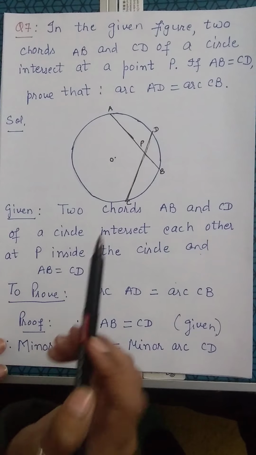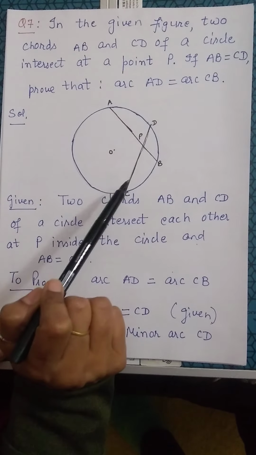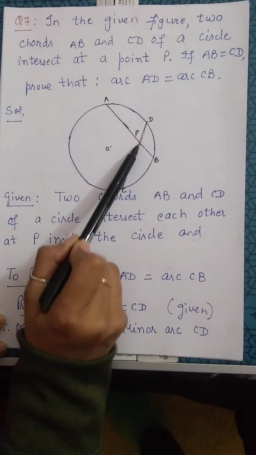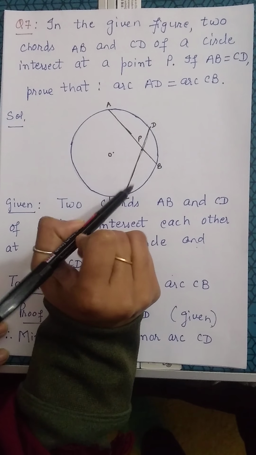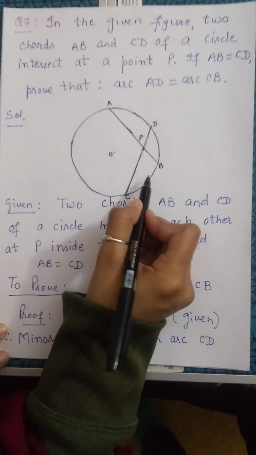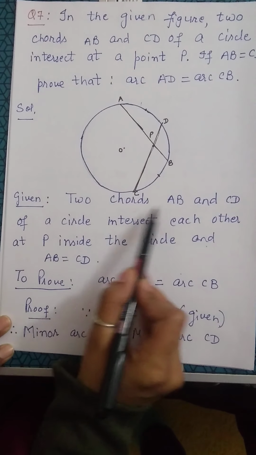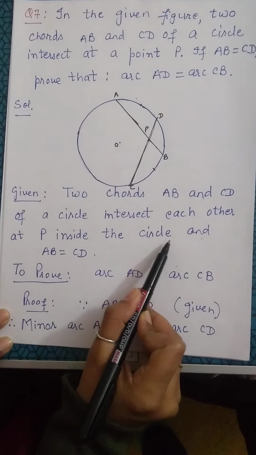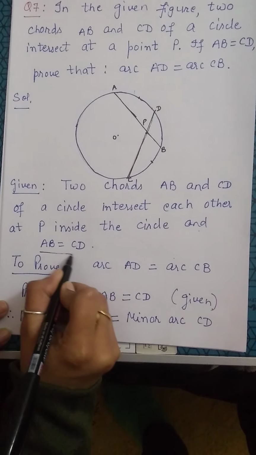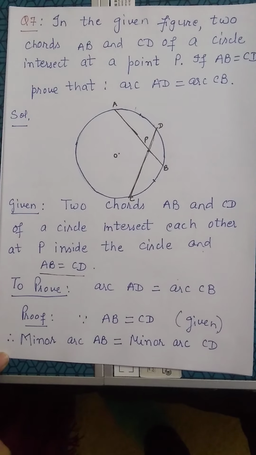Hence proved. Now question number 7. In the given figure, two chords AB and CD of a circle intersect at point P. If AB is equal to CD, we need to prove that arc AD is equal to arc CB. For this, it is given that two chords AB and CD of a circle intersect each other at point P inside the circle where AB is equal to CD. To prove: arc AD is equal to arc CB.